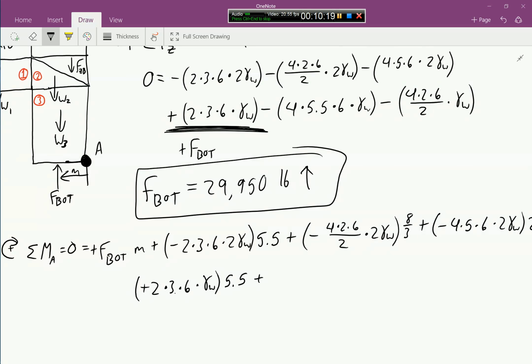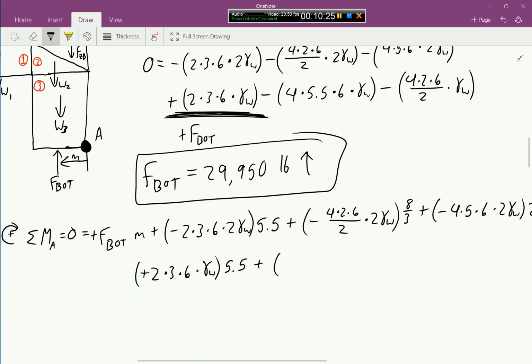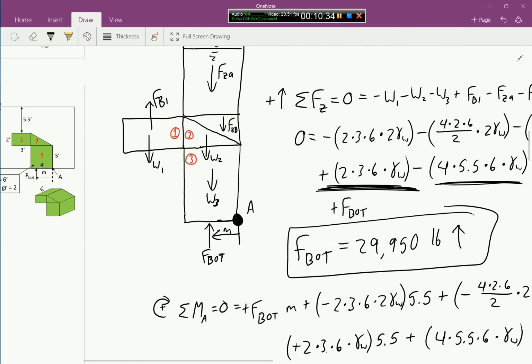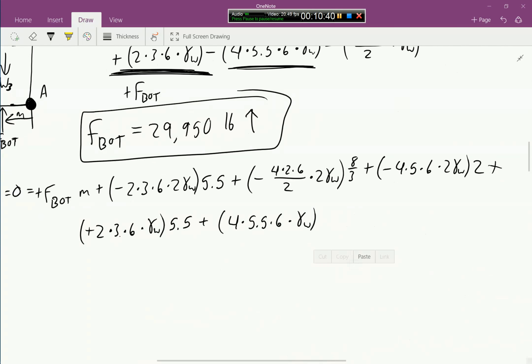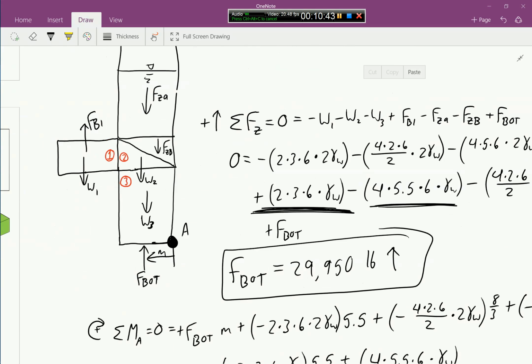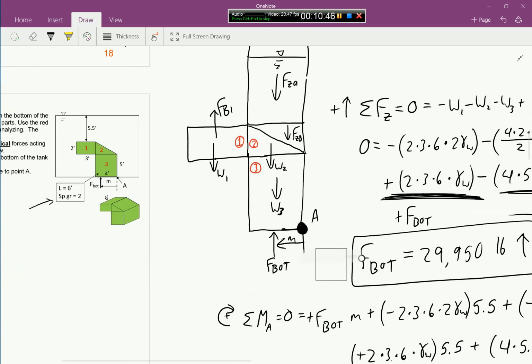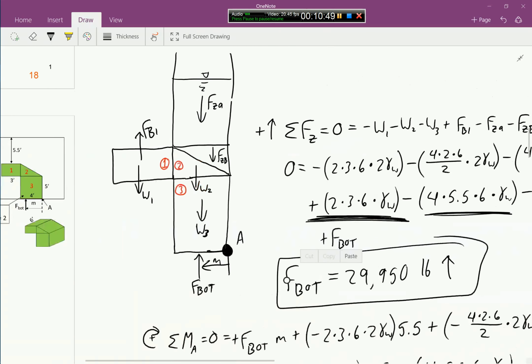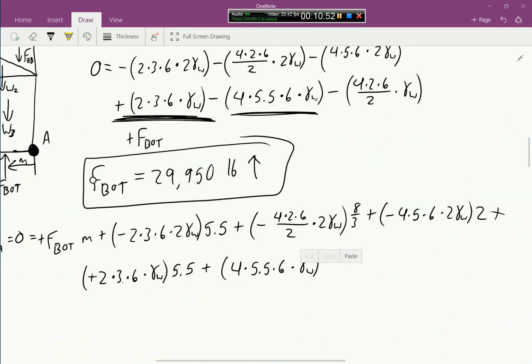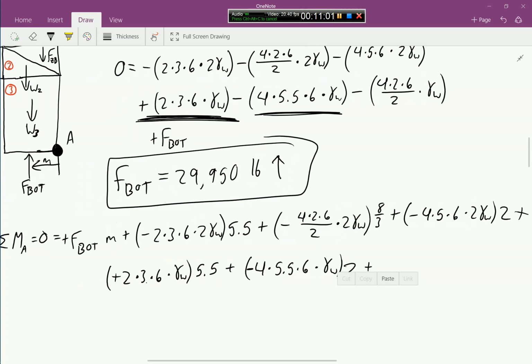So now we have FZA, which is going to be 4 times 5.5 times 6 times gamma water, which we found right here. And that's just the weight of the water in this rectangle right here, times the moment arm of that, and it acts through the centroid of the volume above. So that is going to be 2 feet over, moment arm of 2. And that's going to try to rotate counterclockwise, so that's negative again.